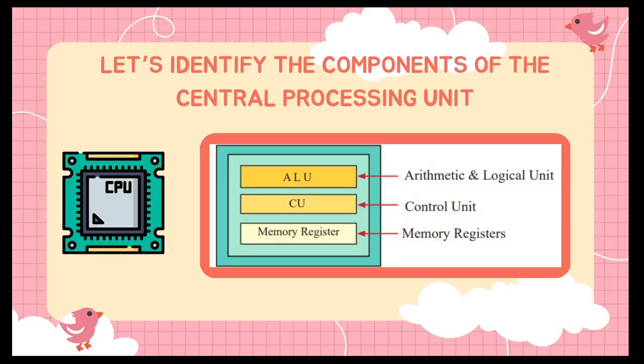Now let's identify the components of the CPU. The central processing unit consists of three main components. They are ALU, CU and memory registers. Further, let's discuss about these.